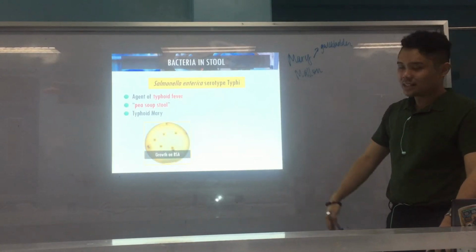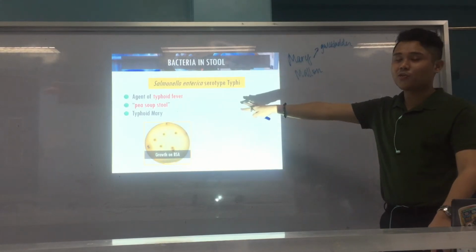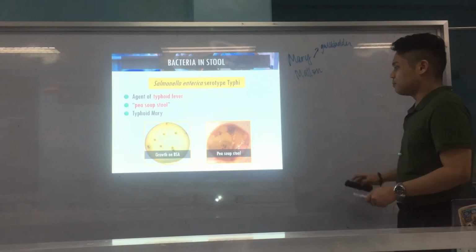Alright, so this is growth on BSA, as mentioned earlier, right? Green metallic sheen. Specifically, BSA is for isolation of S. typhi. And this is a pea soup stool. As you can see, it looks like pea soup.